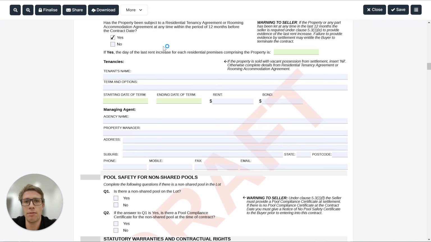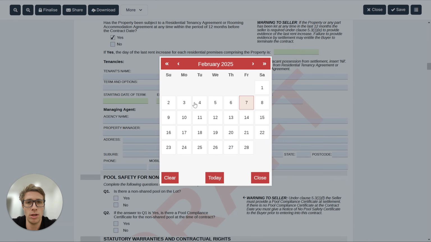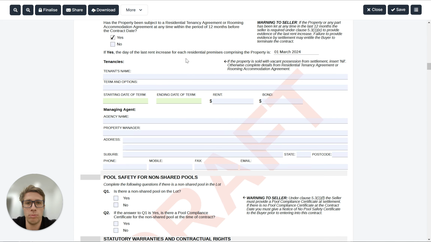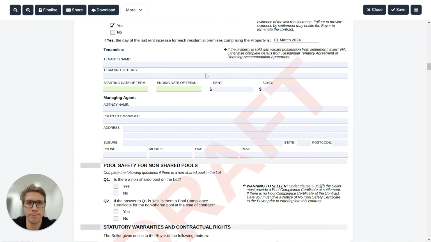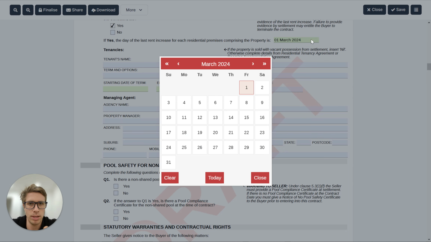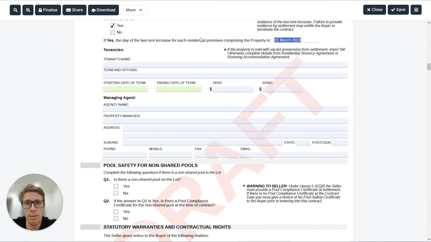If yes, the date of the last rent increase. So let's say the last rent increase was 1st of March 2024. That means the person buying the property can't increase the rent until this date here, which is important for them to know, because they might be thinking they're going to buy it and put the rent up $100, but they can't. This has only been recently added to contracts.